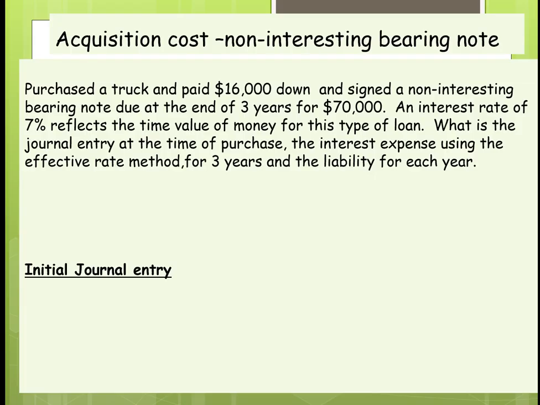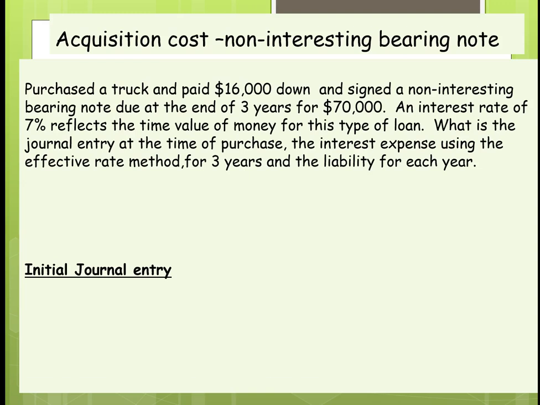So, we purchased a truck, we paid $16,000 down and signed a non-interest-bearing note due in 3 years for $70,000. The interest rate of 7% reflects the time value of money for this loan. What is the journal entry at the time of the purchase, the interest expense using the effective rate method for 3 years, and the liability for each year?